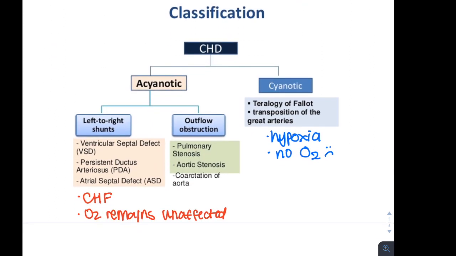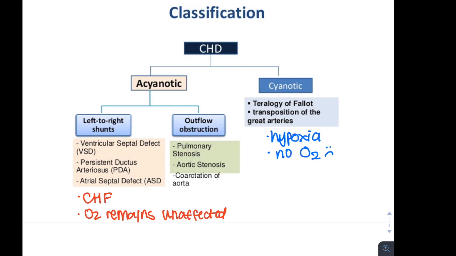To recap what we've talked about, the main point is that congenital heart disease comes in two different categories: acyanotic and cyanotic. Acyanotic has left to right shunts, where blood goes from high pressure to lower pressure, and oxygenated blood just keeps getting recycled in your body. A common example of that would be the ventricular septal defect. The primary concern of acyanotic congenital heart disease would be congestive heart failure, and again, the oxygen level remains unaffected.